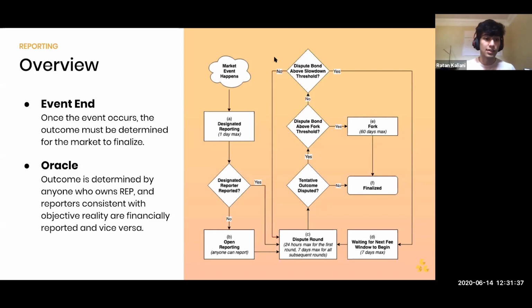So once the event ends, the outcome needs to be determined by the market. And then the Oracle goes through this reporting system with reporters in the market having reputation token to be able to stake on what they believe the actual objective reality is, and they're financially incentivized to do so. I'll be walking through the reporting process, as well as later on how exactly the reporting process ensures that the actual outcome that's being determined is in fact the true outcome, and negative outcomes are disincentivized on the system.